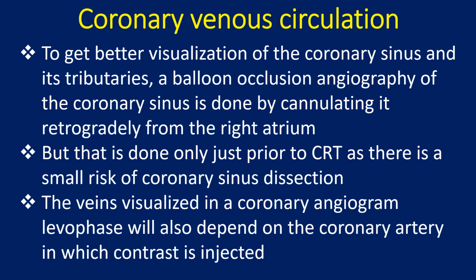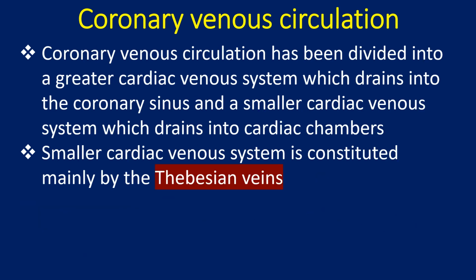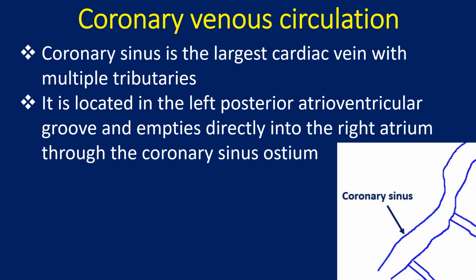The veins visualized in a coronary angiogram levo phase will also depend on the coronary artery in which contrast is injected. Coronary venous circulation has been divided into a greater cardiac venous system, which drains into the coronary sinus, and a smaller cardiac venous system which drains into cardiac chambers. Smaller cardiac venous system is constituted mainly by the Thebesian veins. Coronary sinus is the largest cardiac vein with multiple tributaries.